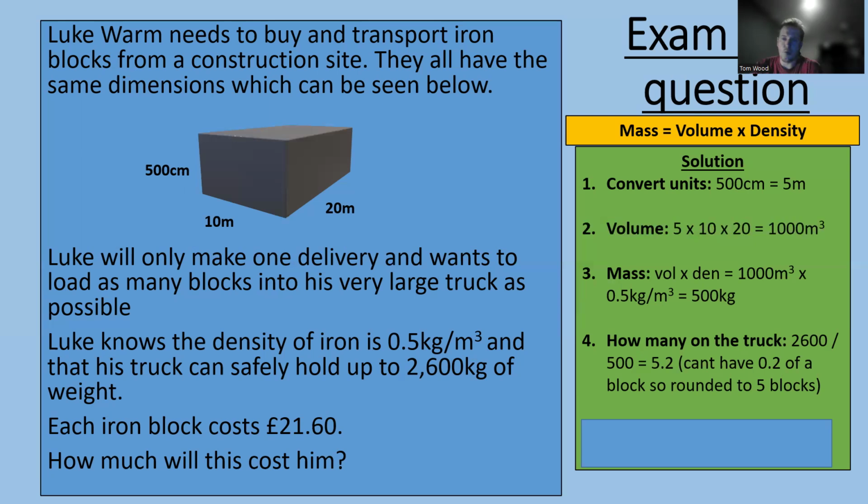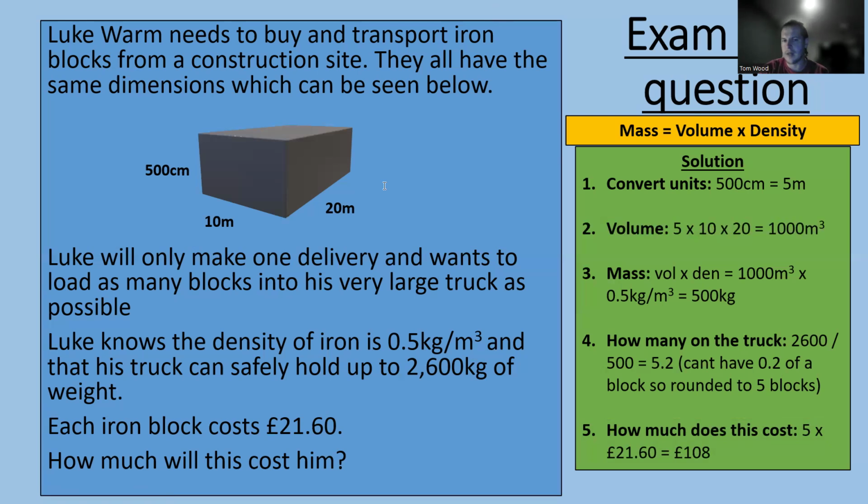Now, they don't do 0.2 of a block. They won't do it for us. We can't round it up. Even if this was 5.9999999, we can't put any more on there. That is the absolute maximum. The wheels will blow off. So all we're going to do is say, right, well, 5.2 blocks, that means the most I can have is 5 blocks. The final step, well, if each block is £21.60, I need 5 lots of it. I'm going to end up with £108 there.